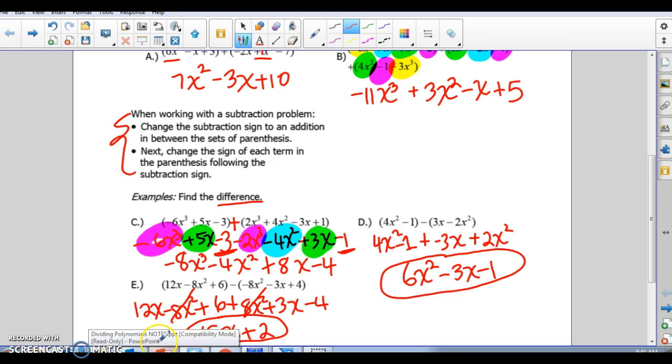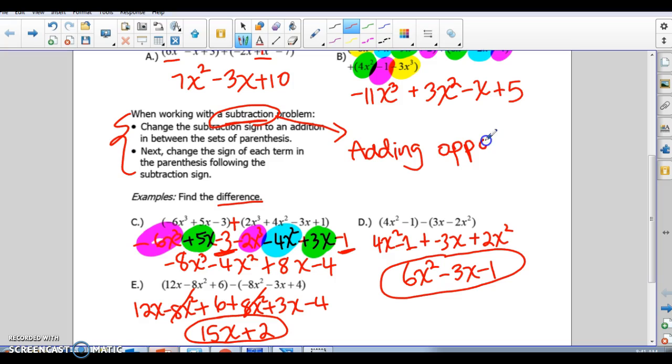All right? And I just want to explain the reasoning behind changing to plus and then opposite. You know why? Because subtraction is the same thing as adding opposites. That's why I'm changing the sign of the subtraction into plus and then make everything opposite.